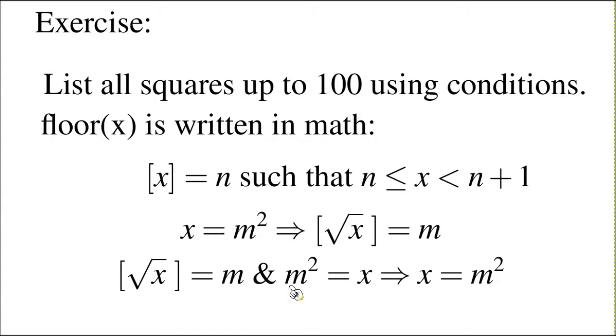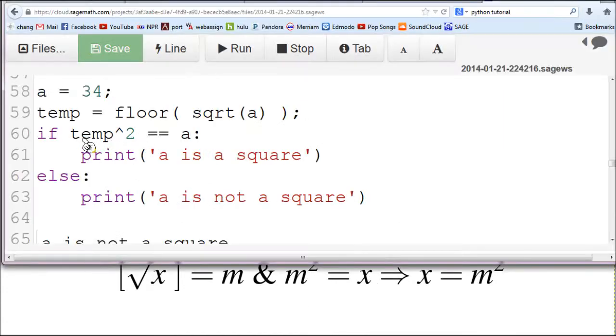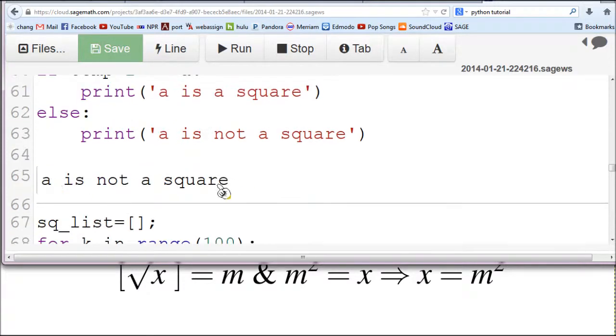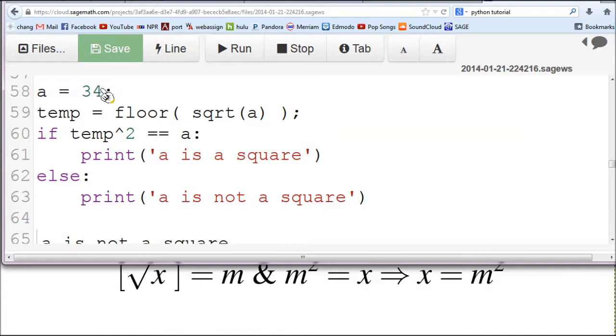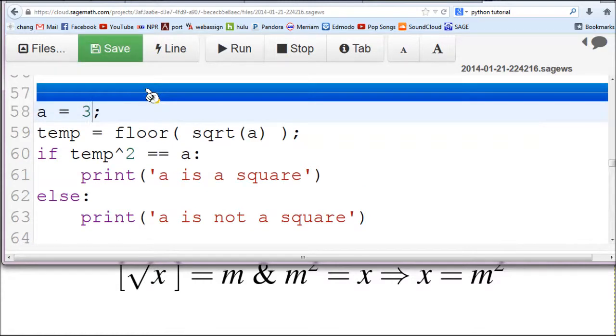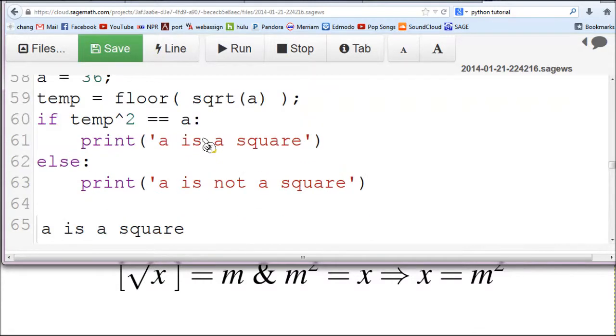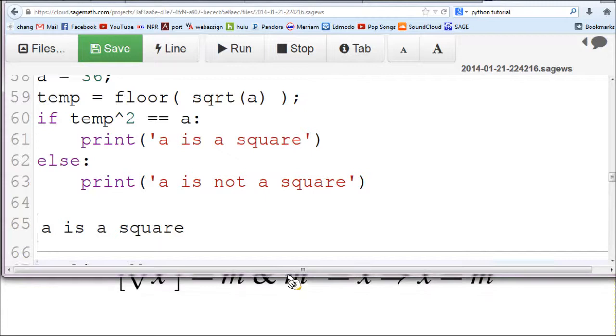If m squared is the given value, so here I square that integer part of the square root and compare it with the given value. If this is so, we conclude that a is a square. If not, we print out that a is not a square. So if you run this one, it says a is not a square. So I'm going to try that with a square, like 36. And I ran it, and it said 36 is a square.